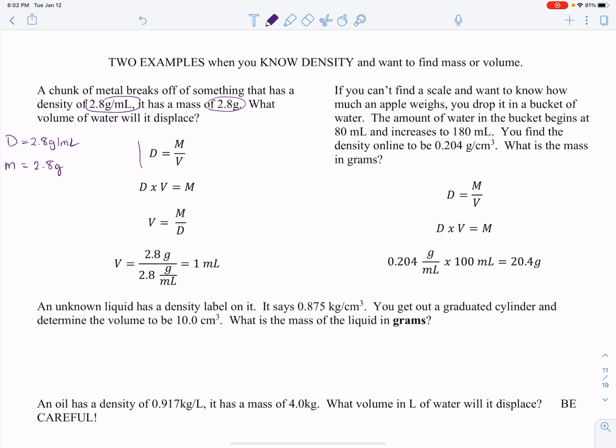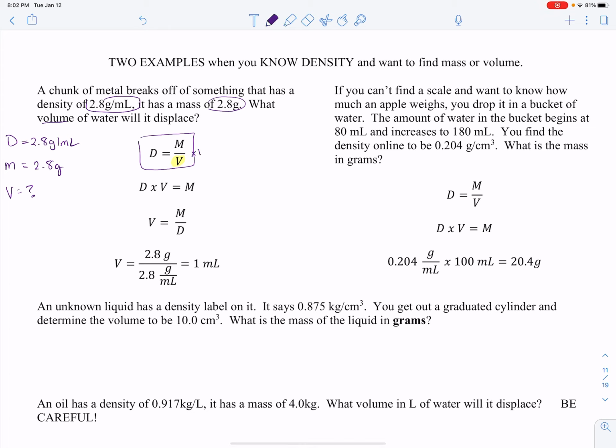Here's our equation. Density is mass over volume. And he wants to know about the volume. That's the question. We don't know the volume. To solve for a variable, you have to have that variable. It can't be in the denominator. It has to be on top. So we're rearranging this equation so that our V is on top.